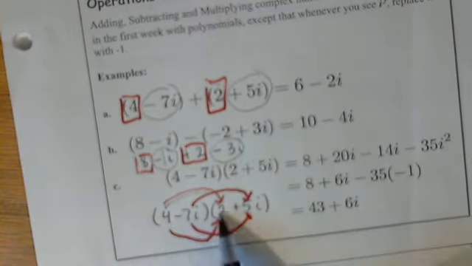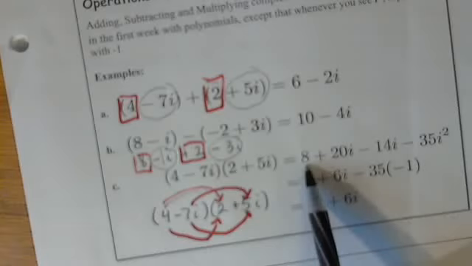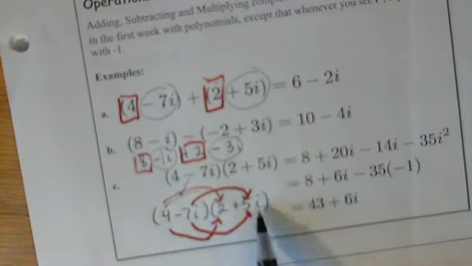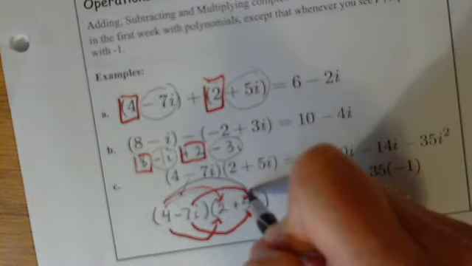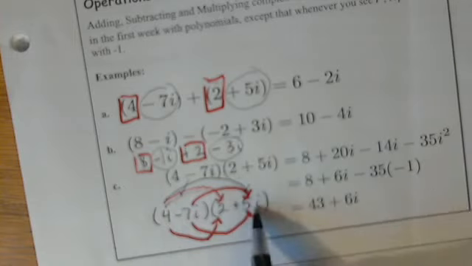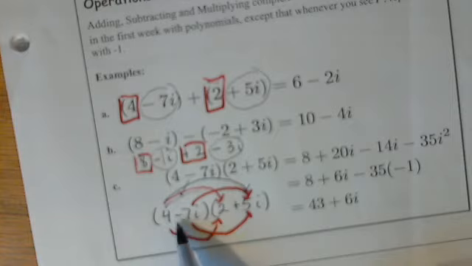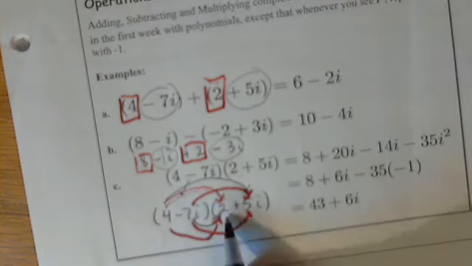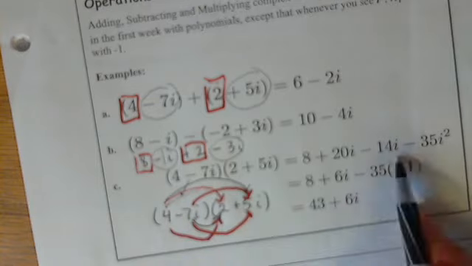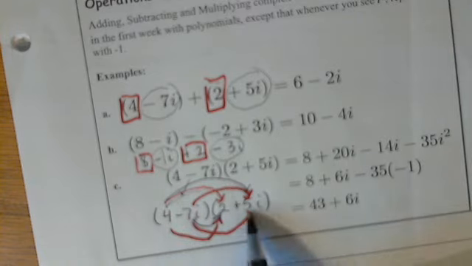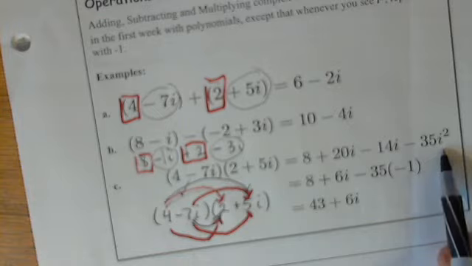The 4 times the 2 gives me the 8. Alright, so check, 4 times 2. The 4 times the plus 5i, that's the one I forgot to draw an arrow to. 4 times the plus 5i, 4 times 5 is 20i, they're both positive, and this is where the 20i comes from here. Alright, now we're on minus 7i times 2, so these two. Minus 7i times 2 is minus 14i. And finally, minus 7i times plus 5i is minus 35i squared.